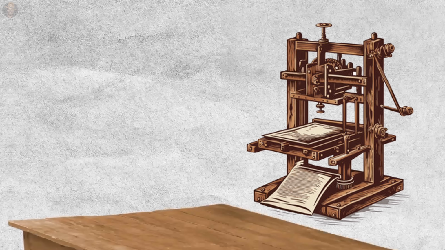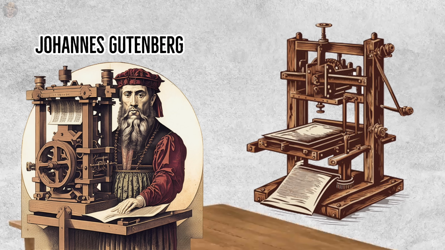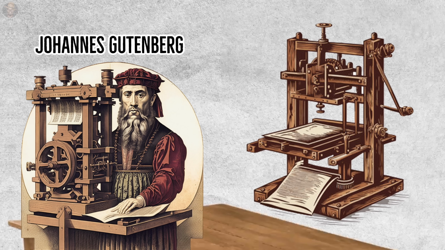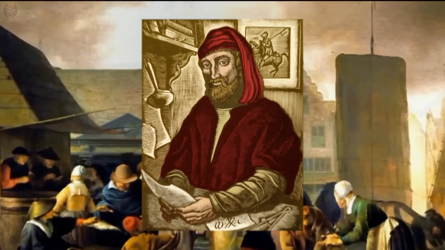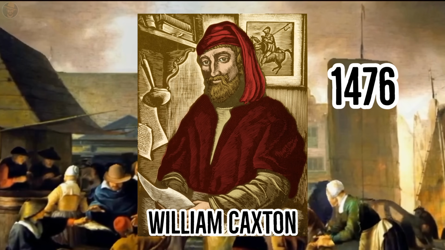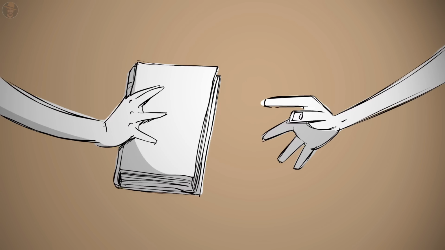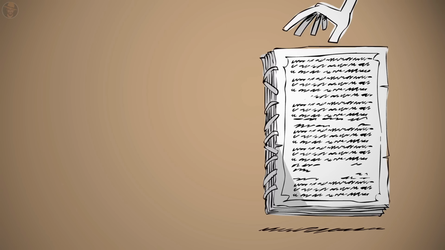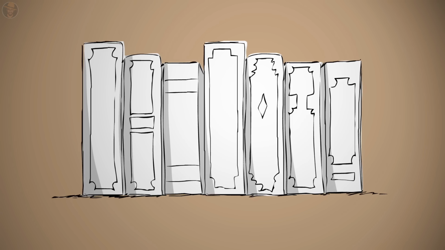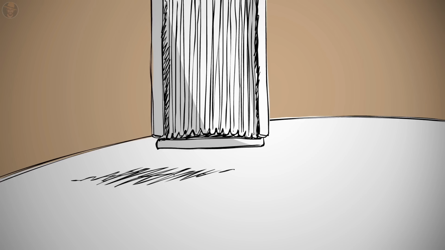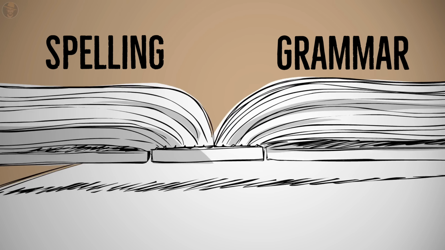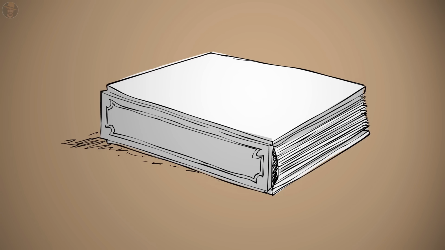Another pivotal development was the invention of the printing press by Johannes Gutenberg in the mid-15th century and its introduction to England by William Caxton in 1476. The printing press revolutionized the production of books, making literature more accessible and affordable. It also played a crucial role in standardizing English. This period saw the gradual standardization of spelling and grammar, moving towards the forms we recognize today.